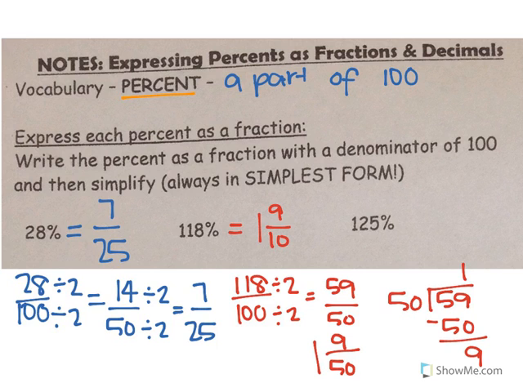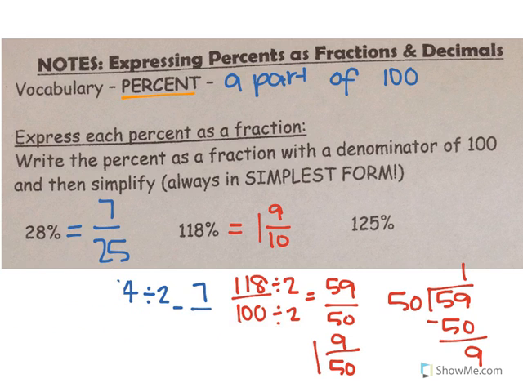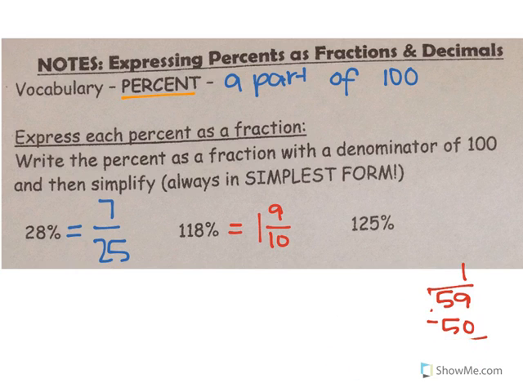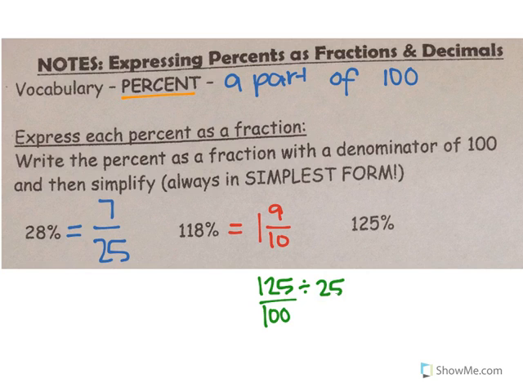We're going to try one more. We'll do 125%, and I'm running out of room, so I'm going to erase down here, but you want to keep all your notes. Okay, so 125%. Again, I'm going to write this as a fraction, so 125 with my denominator of 100, so 125 100ths, and I'll simplify. Now, I know that 25 can go into both of these evenly. 25 goes into 125 5 times, and 25 goes into 100 4 times.